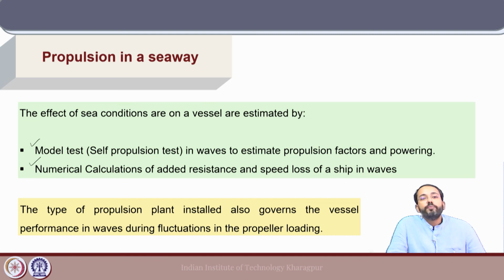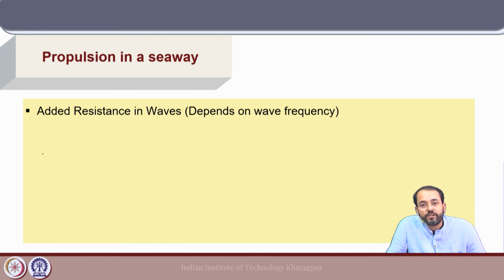Here it is important to mention that the propulsion plant that is installed in a ship governs the vessel performance during fluctuations of the propeller loading in wave conditions, because the engine propeller matching is very important to assess the performance of the ship in an integral manner. So, the nature of the propulsion plant, the main engine of the ship, will also govern the vessel performance in wave conditions, which will lead to fluctuations of the propeller loading.